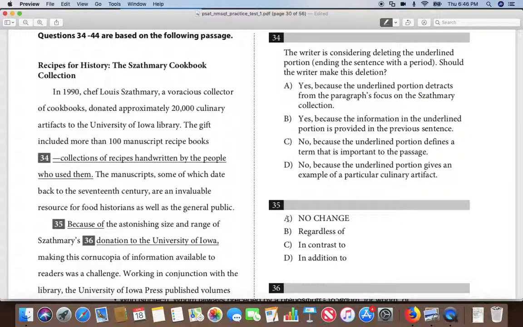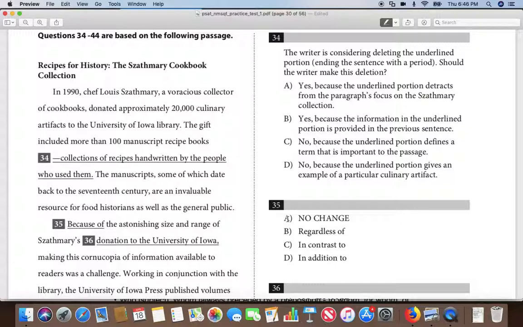In 1990, Chef Louis Sothmary, a voracious collector of cookbooks, donated approximately 20,000 culinary artifacts to the University of Iowa Library. The gift included more than 100 manuscript recipe books, collections of recipes handwritten by the people who used them. Go ahead and read question 34, please. The writer is considering deleting the underlined portion, ending the sentence with a period. Should the writer make this deletion?